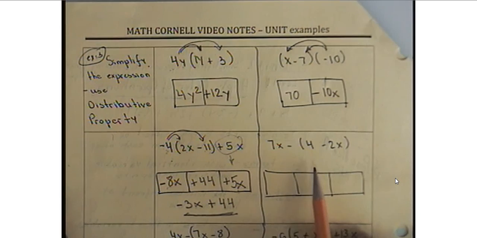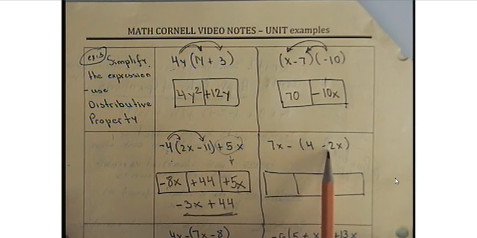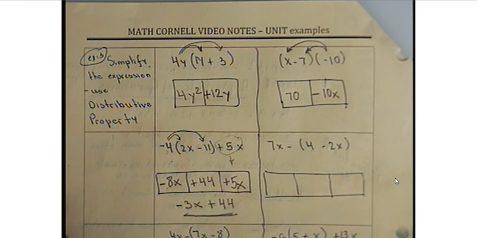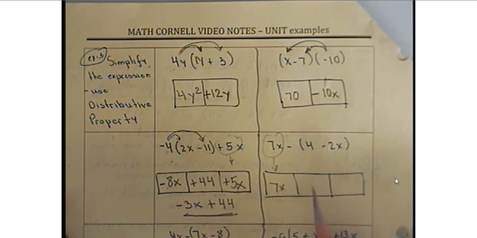Now let's take a look at this one. 7x minus, absolute, not absolute value. Let's start again. 7x minus, inside the parentheses, 4 minus 2x. Now, 7x is the first term. We're going to just drop this down. But now you're wondering what's going on.